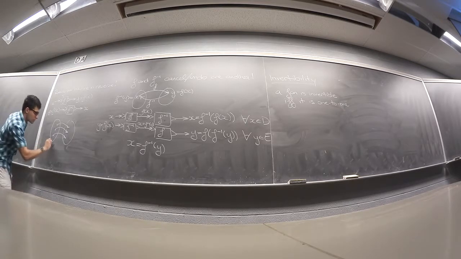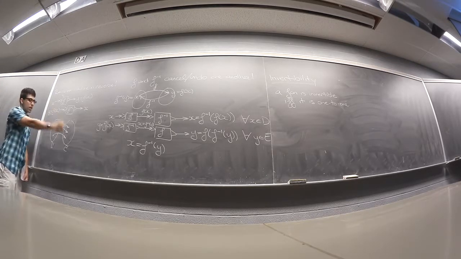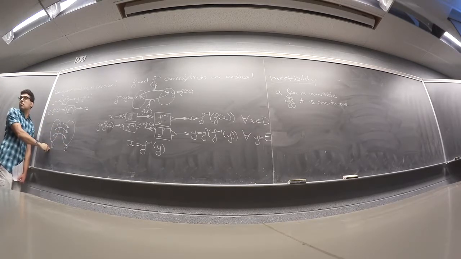Okay, remember this was the domain, this was the range. But when you talk about the inverse function, what are we doing? We're going that way, right? So the domain is now E, and the range is D, for the inverse.